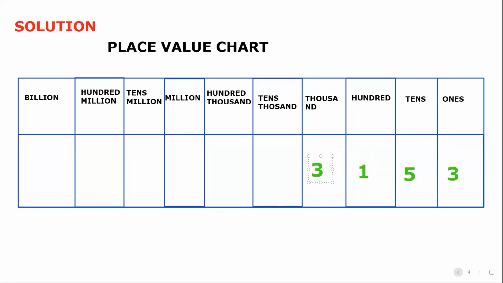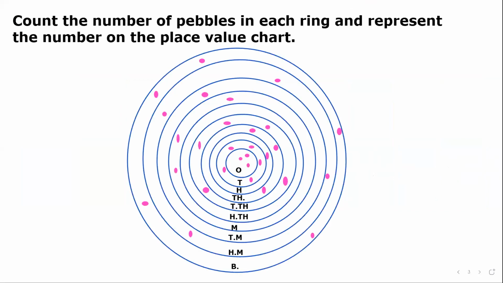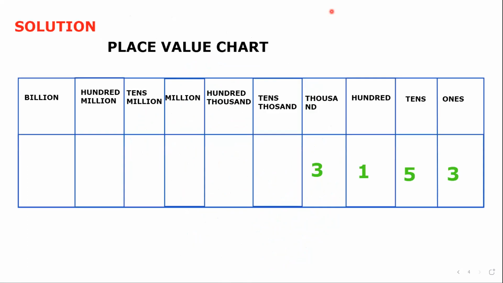Now check the next ring, which is the tens of thousand. Then you check all the rings to count the number of dots over there. Then you count the number of dots. And we have 1, 2, 3, 4, 5. Tens of thousand, we have 5. Then write 5.